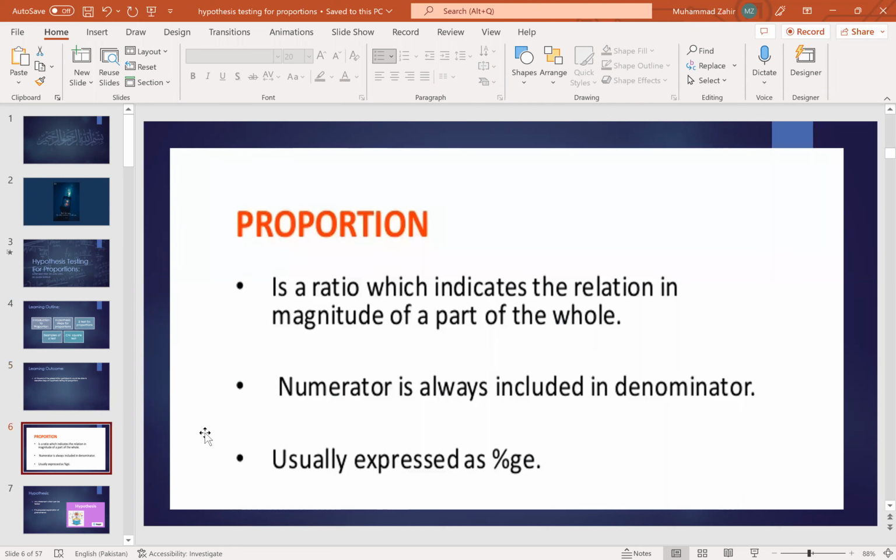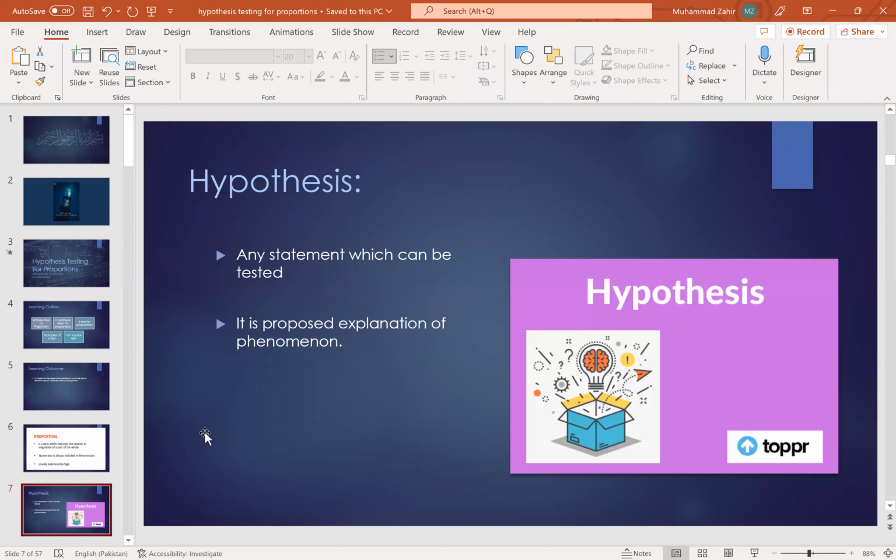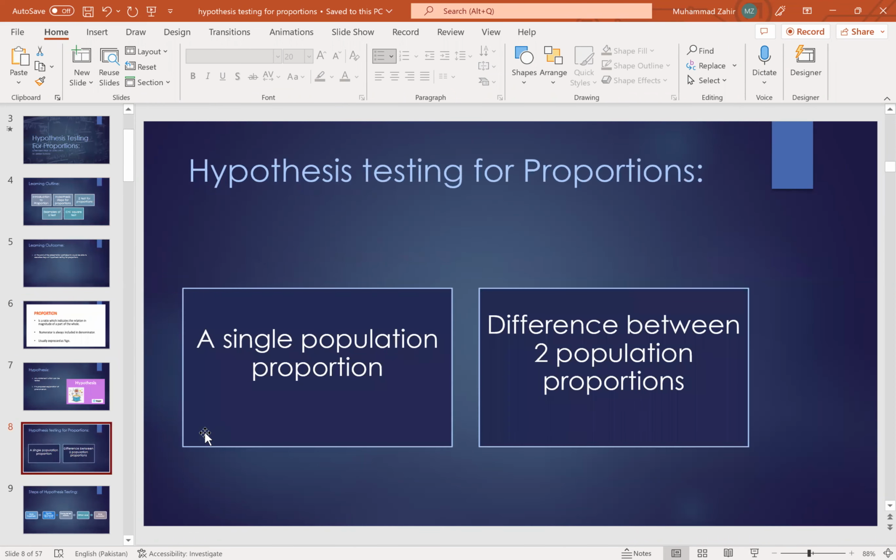Starting with proportion, it is a ratio which indicates the relation in magnitude of a part of a whole. Numerator is always included in denominator, and it is usually expressed as percentage. So what is hypothesis? Any statement which can be tested. It is a proposed explanation of a phenomenon. Hypothesis testing for proportions includes a single population proportion and a difference between two population proportions.